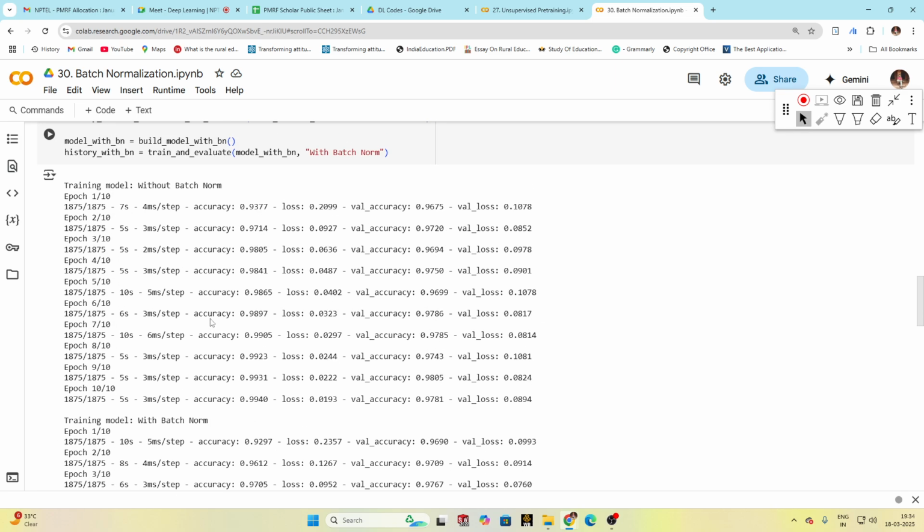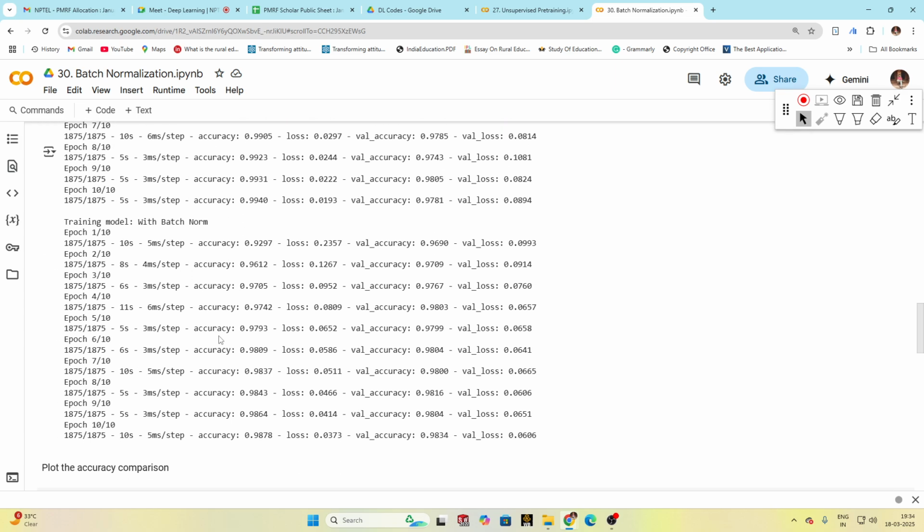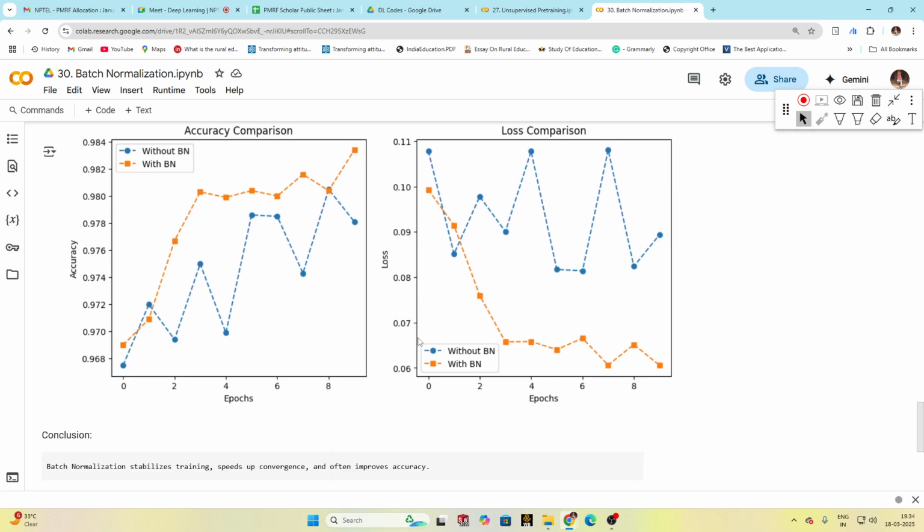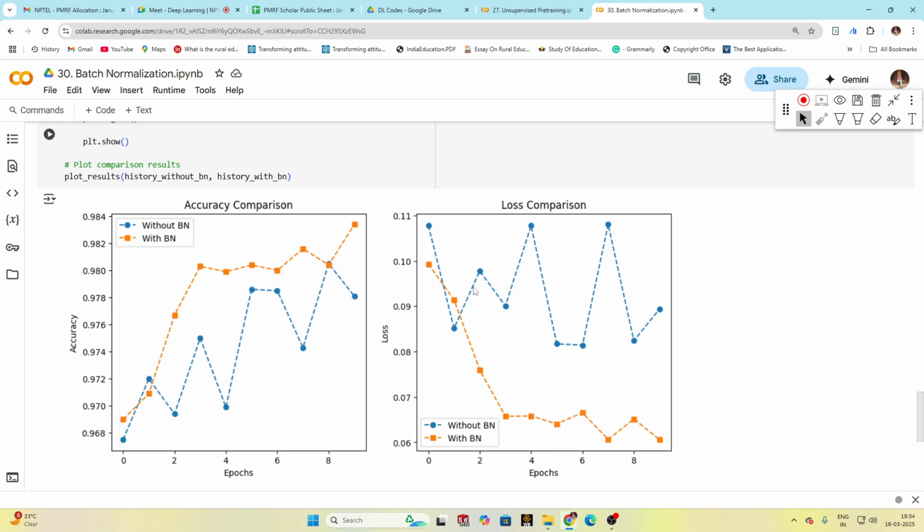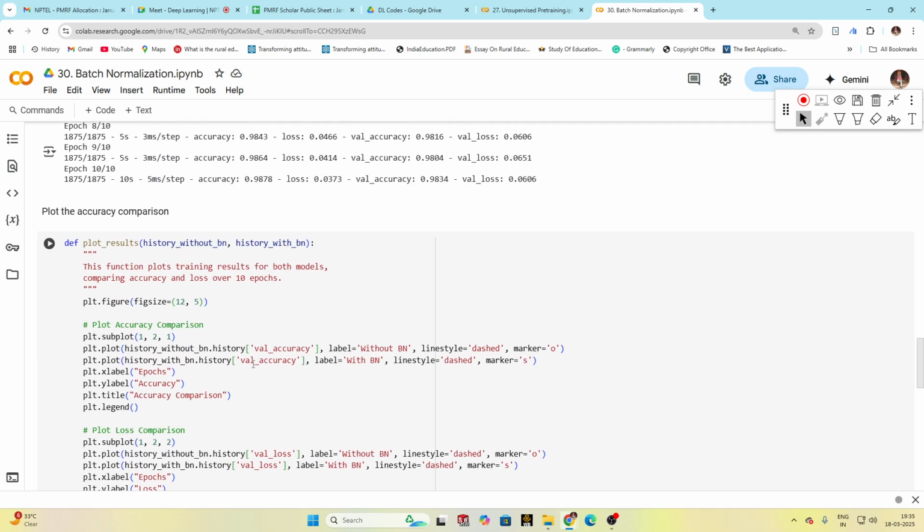I have compared the training without batch normalization and with batch normalization. You can see the loss: without batch normalization, after 10 epochs we get a loss of 0.09, but with batch normalization, see the decrease in the loss, we get 0.06. So batch normalization converges our loss to a lower value, and that is what we are interested in. So this is the code for batch normalization.